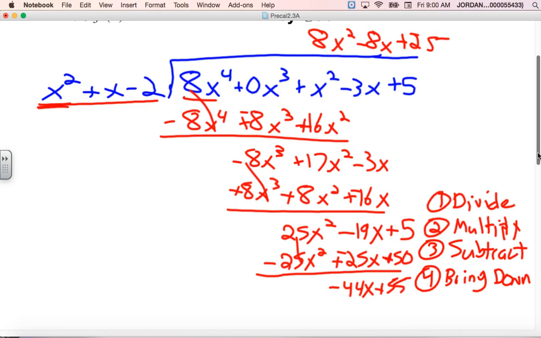All right, now at this point, I'm done. I can't divide x squared into negative 44x, so this is just my remainder down here. Okay, this is my remainder. So how you write your answer when you have a remainder is we're going to write the answer 8x squared plus 8x, minus 8x plus 25.